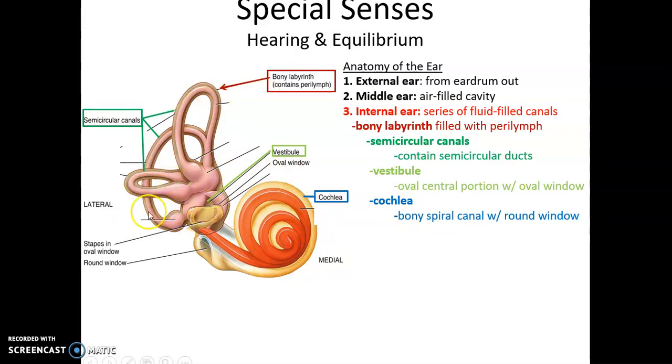The semicircular canals contain structures called semicircular ducts within the semicircular canals, and these are membrane structures. The vestibule houses the oval window, and the cochlea is a bony spiral that has a spiraling membrane within it, and also opens up via the round window.